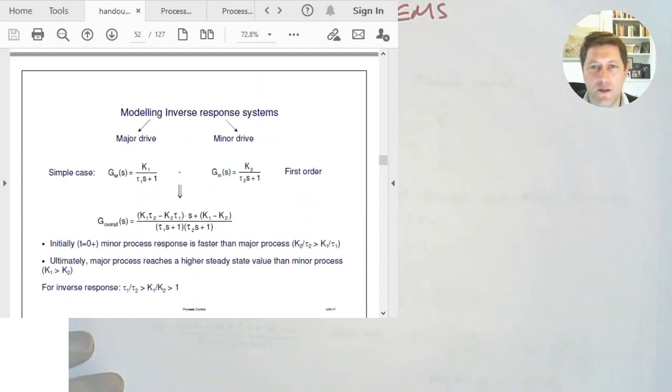Okay, so we can use this with our Laplace transform notation. The major response has this simple first order case, with K1 and tau1, and the minor response has K2 and tau2. And the overall response is the major one minus the minor one, because they're counteracting. And you literally just take one away from the other to find the overall response. And then we've put them over a common denominator so that we can find the poles of this.